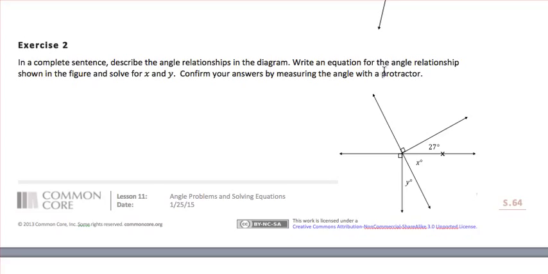Write an equation for the angle relationship shown in the figure and solve for x and y. Remember, we cannot solve for both x and y at the same time. And this is a circular relationship, but we're going to need to solve using the straight line first.